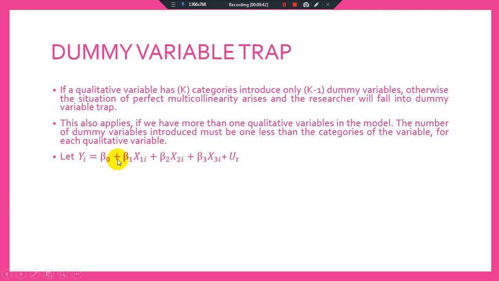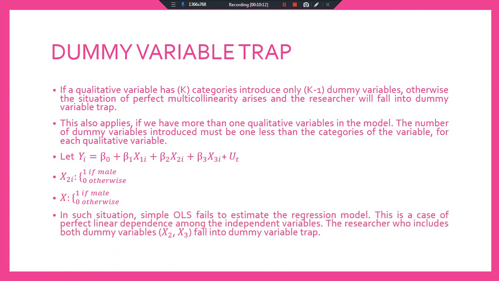Like we have here yi is equal to beta naught plus beta 1 x1i plus beta 2 x2i plus beta 3 x3i plus ut. Here, we are taking the dummy variable x2i, 1 for male and 0 otherwise, and we are taking the other category, 1 for female and 0 otherwise. In such a situation, a researcher falls into the dummy variable trap, and we cannot find the estimates.